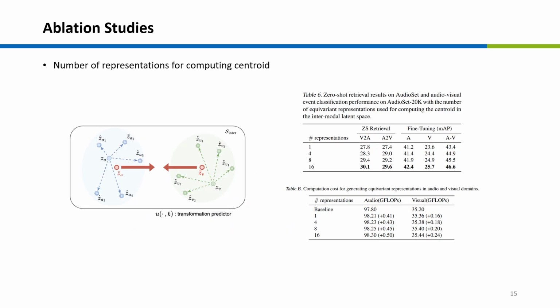Furthermore, by increasing the number of equivariant representations, the centroid approaches the true mean of the augmented representations, consistently enhancing zero-shot retrieval and fine-tuning performance. Importantly, our method effectively balances between providing accurate supervision for audio-visual correspondence and increasing the diversity of training data. Another significant advantage of our approach is resource efficiency. For example, it increases less than 1% of computational cost and training time compared to the baseline when using 16 equivariant representations.